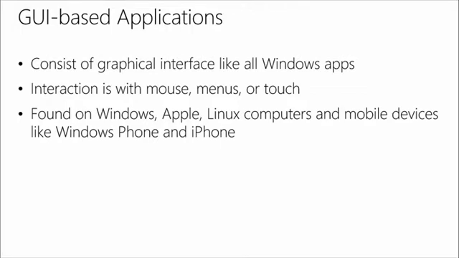You interact with these through the use of menus, the mouse, keyboard shortcuts, or, because of the introduction of Windows 8, and of course our tablets and our phones, through a touch interface. So they have graphic elements: there are icons, there are squares, there's something on the application you're interacting with. And they're found on Windows computers, Apple computers, Linux computers, and mobile devices like Windows phones and iPhones. Those are all good examples of GUI-based applications. And even industrial applications, like your bank ATM, may have a GUI where you're touching the screen and there are user elements there that you're interacting with.